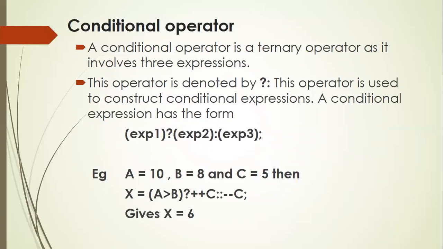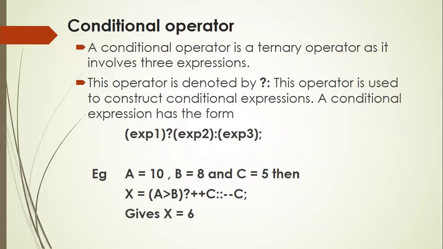The next one is the conditional operator. A conditional operator is a special operator with respect to C, but the same operator is available in C++ also. It's called a ternary operator because that operator generally takes three expressions. This operator is denoted by the symbol question mark followed by colon. The general format of a conditional operator is expression 1, question mark, expression 2, colon, expression 3.